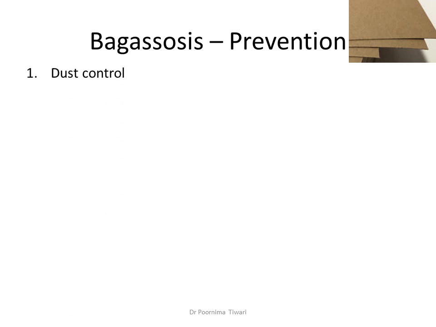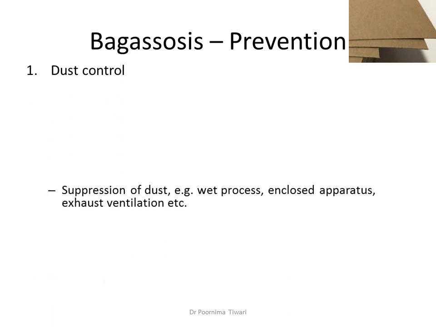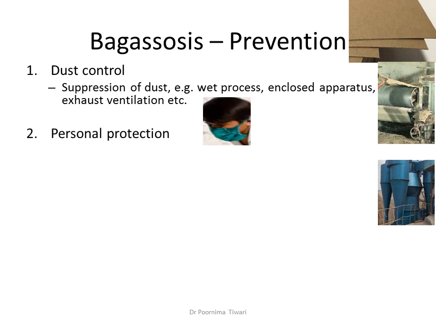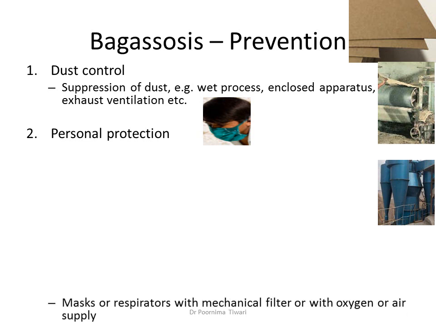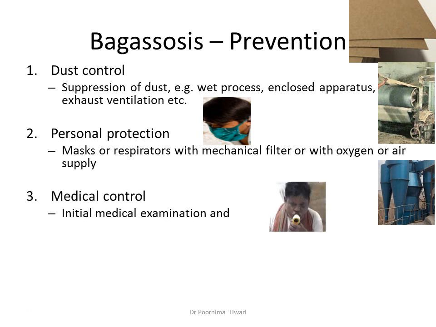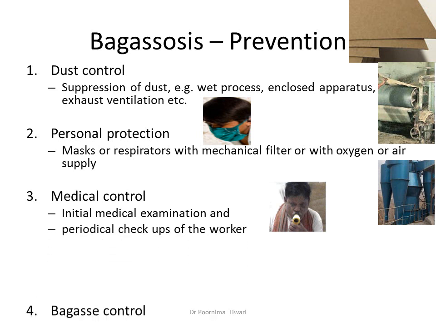Dust control: separation of dust, that is using wet processes, enclosed apparatus, exhaust ventilation for managing the bagasse. Personal protection using masks or respirators which have mechanical filters or maybe which have oxygen or air supply. Medical control: initial medical examination for pulmonary function in the worker and periodic checkup of the workers.